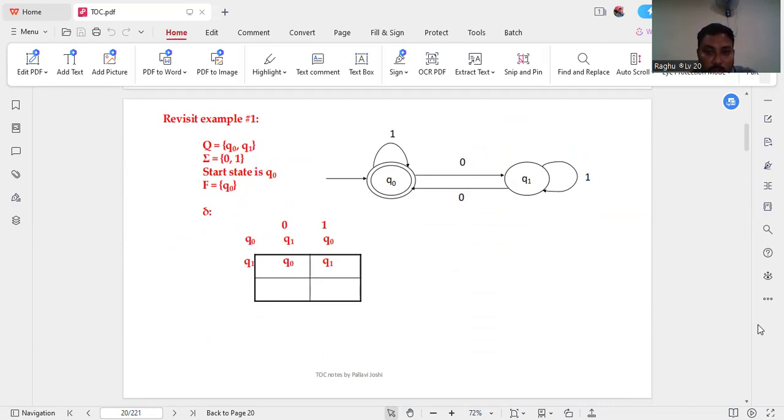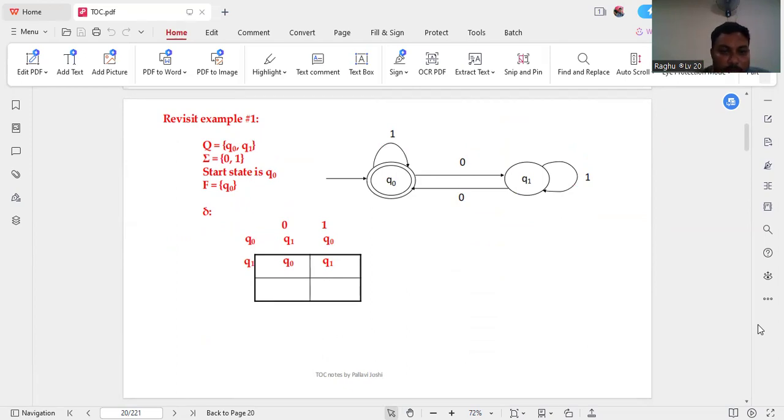Q0 with input 0 goes to Q1. So Q0 on 0 goes to Q1. Here sigma equals 0, 1, which means we have to make the transitions on 0 and 1 for all the states of the given diagram. We have two states, Q0 and Q1, so we make the transitions for Q0 with 0 and Q0 with 1, and Q1 with 0 and Q1 with 1.